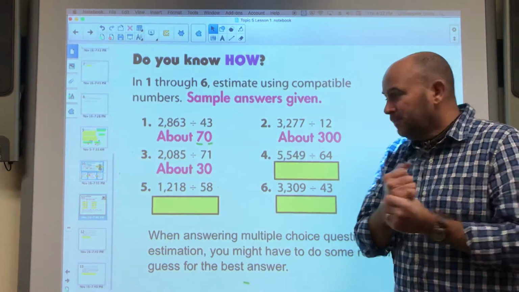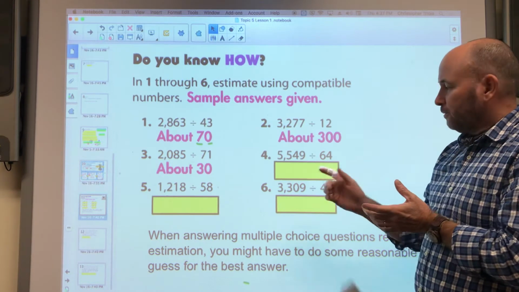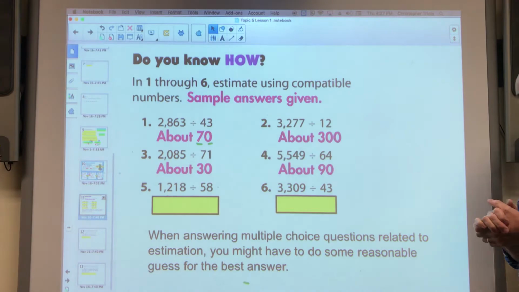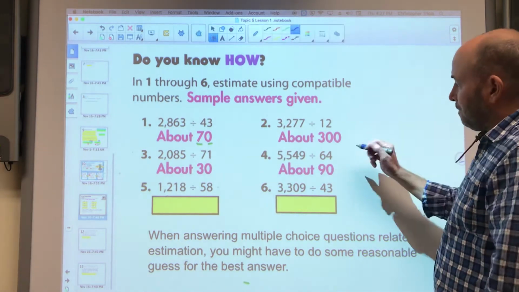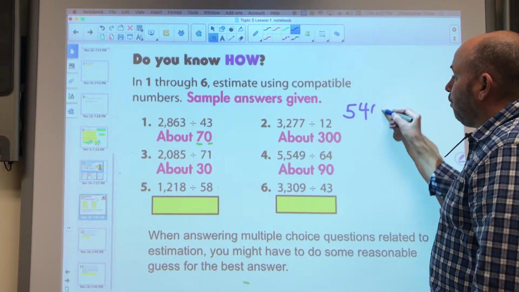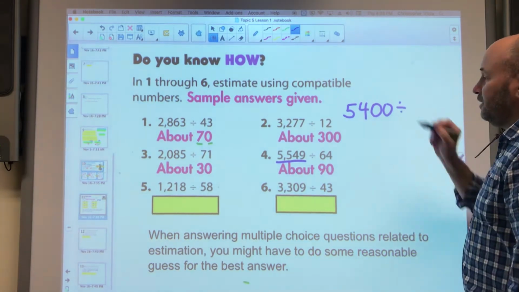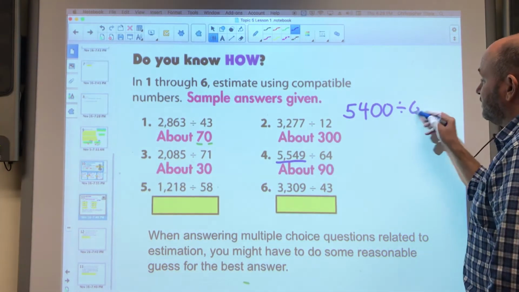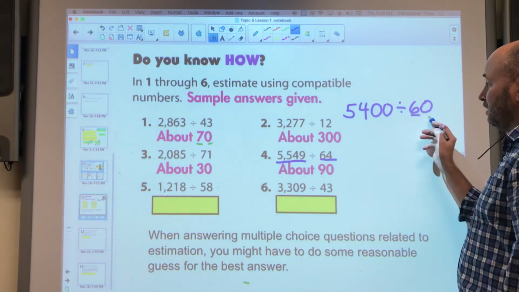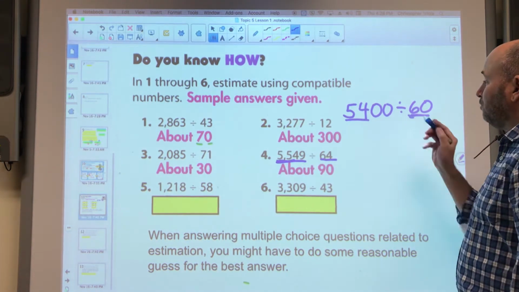Okay, kids, here we are. Let's take a look at the answer for number 4. The answer is about 90, and here's how they came up with this. They rewrote it as 5,400 divided by 60, because this obviously is going to become 60. 54 is close to 55, and that's compatible with 6.